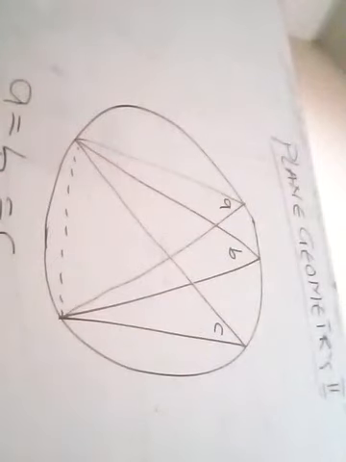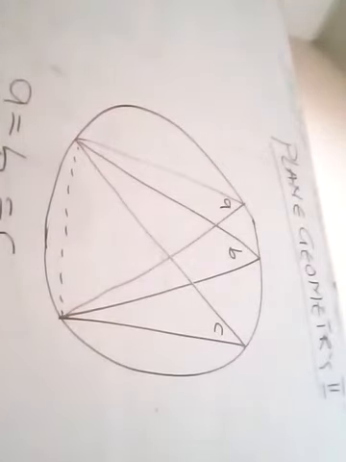Okay, so today's topic is plane geometry 2, circle theorems. At the end of this video, you should be able to: 1, draw circles for given radii; 2, state and use the circle theorems; 3, identify the tangent as perpendicular to the radius at the point of contact.